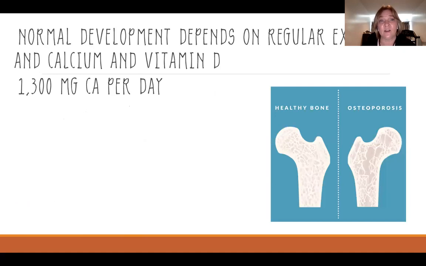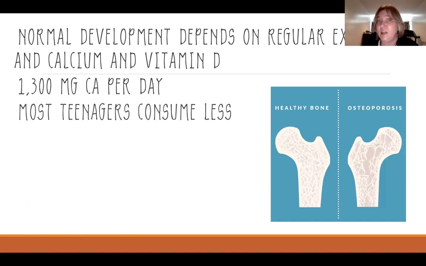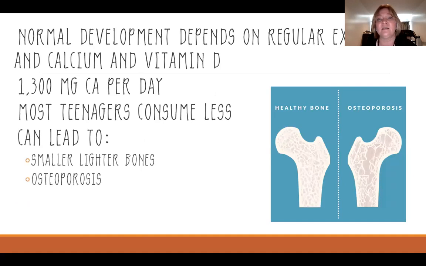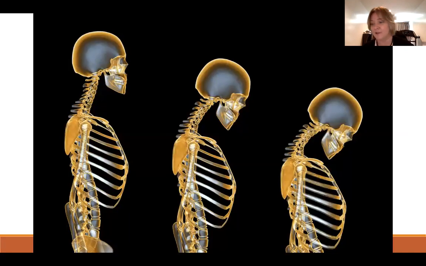Normal bone development depends on regular exercise and calcium and vitamin D. The amount of calcium needed per day on average is 1.3 grams or 1,300 milligrams, but most teenagers consume less than that. This can lead to smaller and lighter bones, which can lead to osteoporosis, because you lose bone mass. So remember, the skeleton is there to provide a rigid framework and also to support and give the body structure and shape. So if you lose bone mass, you start to hunch over like an old woman.